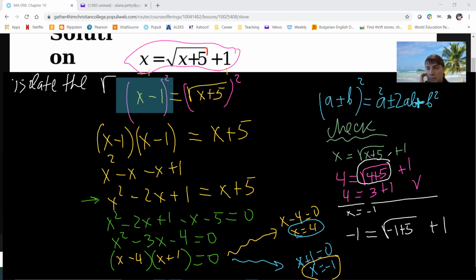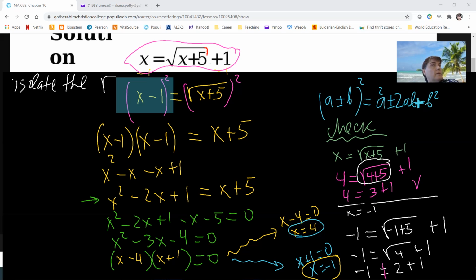Looks good. Okay, so let's see. This minus 1 equals, this is 4 now, right? So it's going to be square root of 4 plus 1. So square root of 4 is 2. So 2 plus 1 is not equal, right? You see, this was one of those extraneous solutions, which was not a solution.